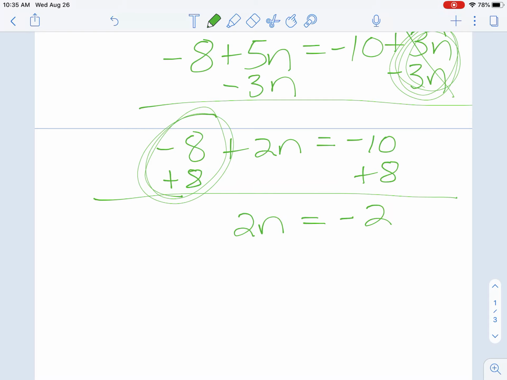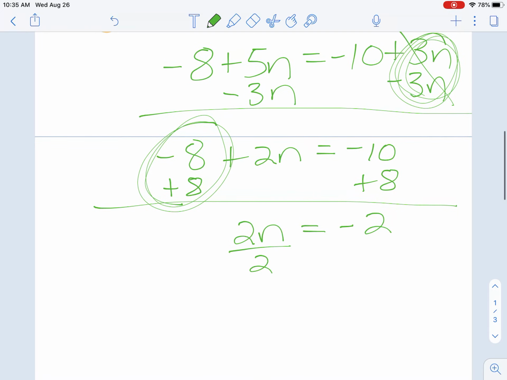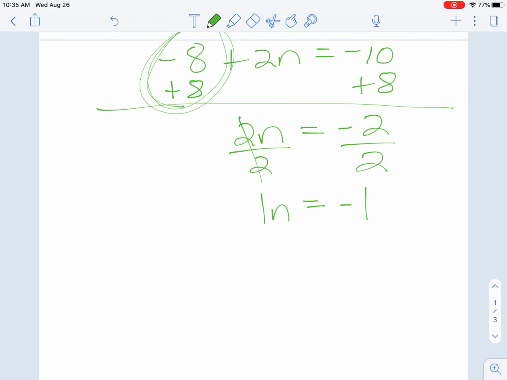So in order to get n by itself, we need to do the opposite of multiplying by 2, which is dividing by 2. So we're going to divide by 2 on this side, and we're going to divide by 2 on this side. So 2 divided by 2 is 1, so we're left with 1n equals a negative 2 divided by a positive 2 is a negative 1. 1 times n is really just n, so we don't need the 1 in front of that. And so that is how we find that answer.